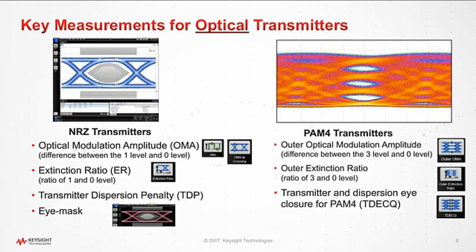On the PAM4 side of things, we've got very similar measurements. There's one called the outer OMA, which is the difference between the 3 level and the 0 level. So if you're looking at that PAM4 signal on the top right hand there, the bottom level is the 0, and then it goes to 1, 2, and 3. So the outer OMA is looking at the bottom and top rail. The outer extinction ratio is the ratio of those 2 levels. And then there's a new measurement called transmitter dispersion eye closure for PAM4. That's TDECQ, and the Q stands for Quaternary.